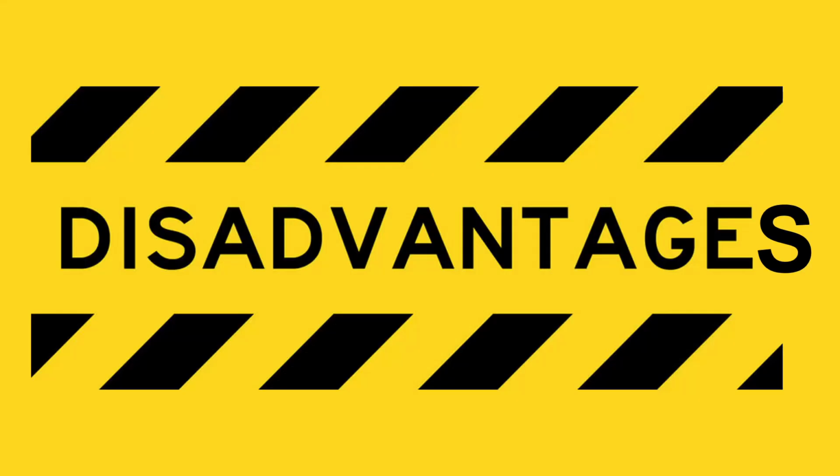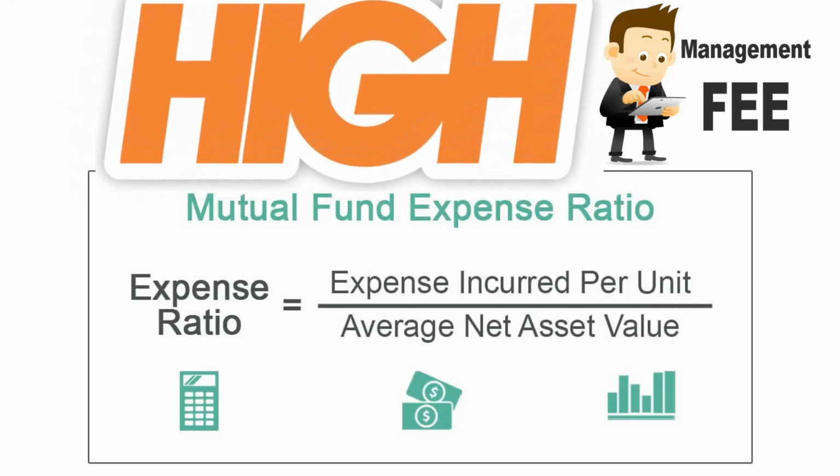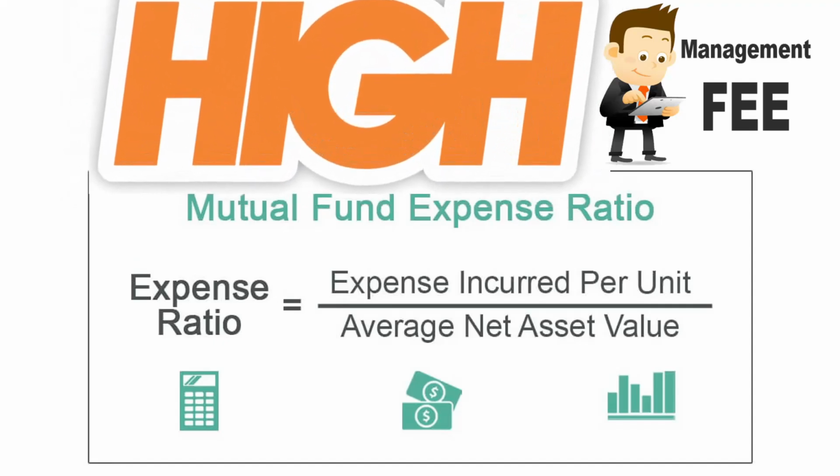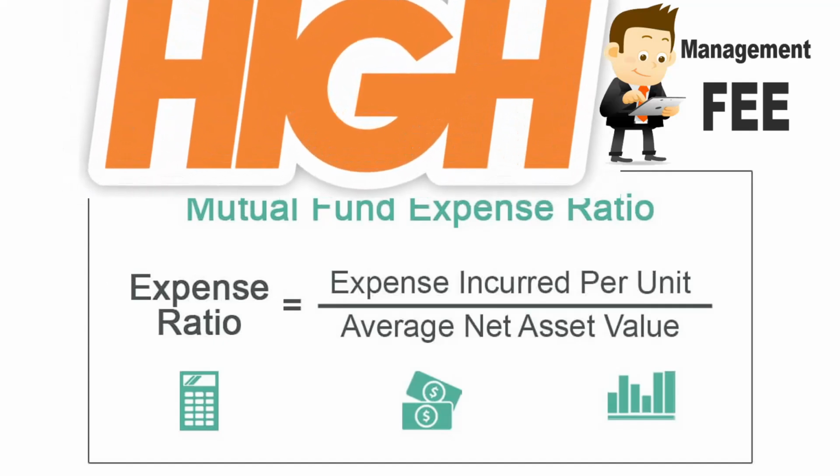Now coming to the disadvantages of investing in FOFs. The first is a high expense ratio. FOFs generally have a higher expense ratio. The TER or total expense ratio is the annual charge that fund houses levy to manage the investments. It is calculated as a percentage of the total assets of the fund.